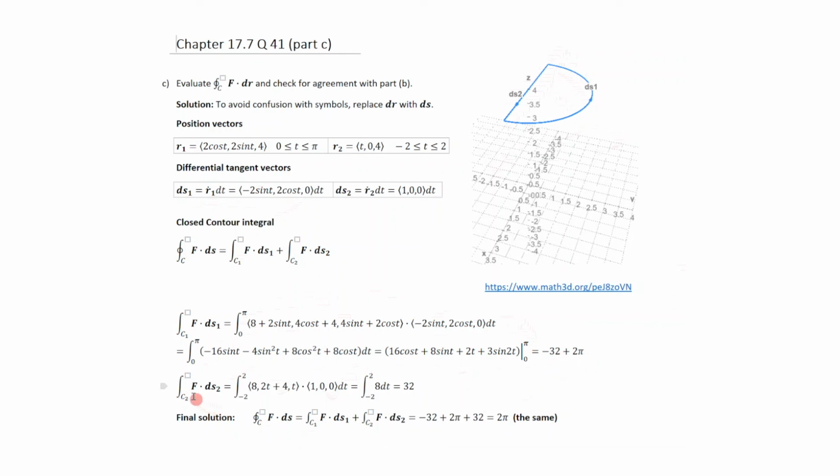For the second contribution, which is along this line here, we have F evaluated, but this time at values along the line. So x becomes t, y becomes 0, and z becomes 4, and this is what we end up with for F. The line element would be this one here. Take the dot product and integrate, and we get 32. The final solution is to take the sum of these two, and we end up with 2 pi, which is essentially the same answer as we had when we integrated over the surface. So that concludes Lecture 24b. Thanks for listening.